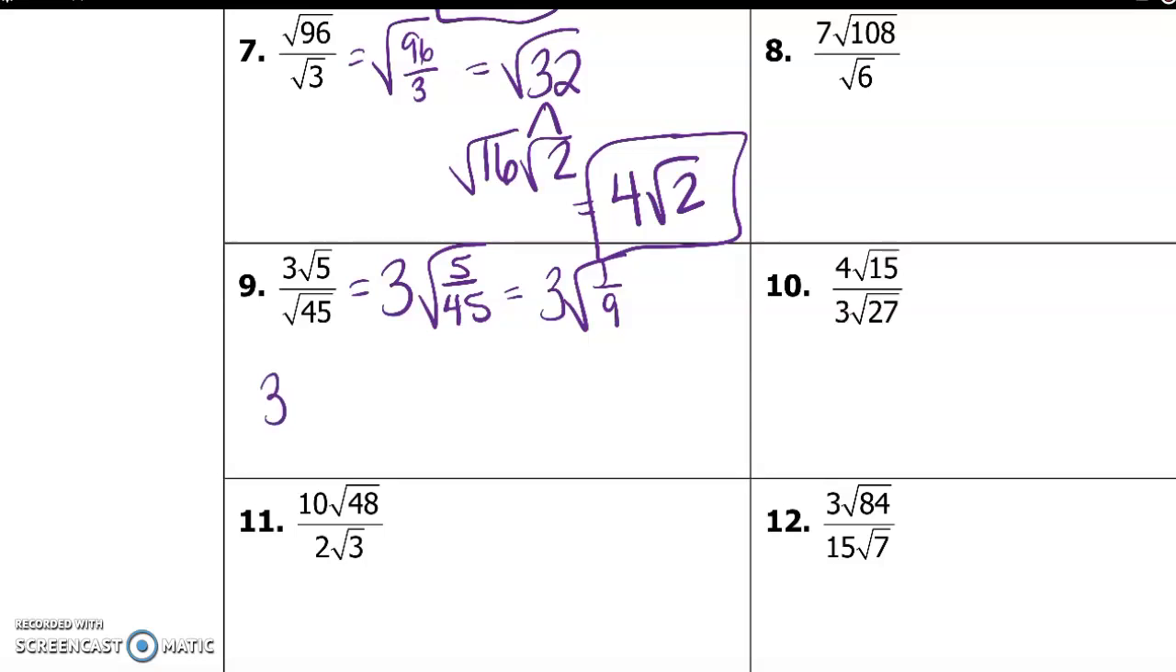So we have 3 square root of 1 on the top, square root of 9 on the bottom. So you can put that 3 back up on the top. Square root of 1 is just 1, so 3 times 1 is 3. Over the square root of 9 is 3, so this actually simplifies to just 1.